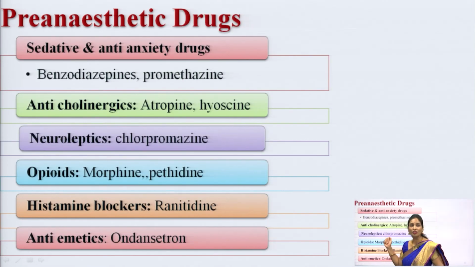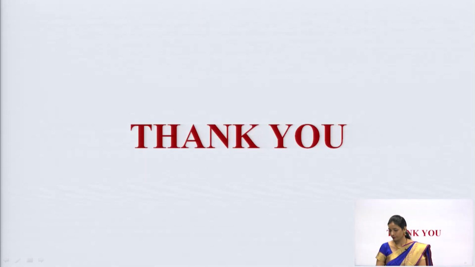So, these are some drugs which fall here. Sedatives and anti-anxiety drugs, anticholinergic drugs, neuroleptic drugs, opioid drugs, histamine blockers, and anti-epileptic drugs can be used as pre-anesthetic drugs. All these drugs fall under pre-anesthetic medication and are advised to be given before the anesthesia. So, what are the drugs? Sedative drugs, anticholinergic drugs, neuroleptic drugs, opioid drugs, histamine blockers, and anti-emetic drugs. Thank you.